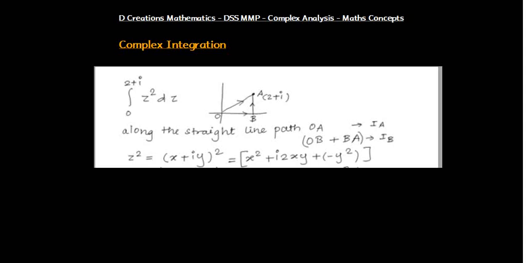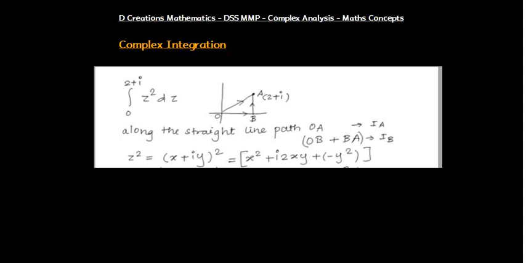Here we are going to look at an important task in complex analysis, that is to evaluate the integral. The question asked is: evaluate the integral of z squared dz from 0 to 2 plus i. Here you can see that two paths are given. First is the direct path OA, while the second one is the path OBA, which consists of OB plus BA.